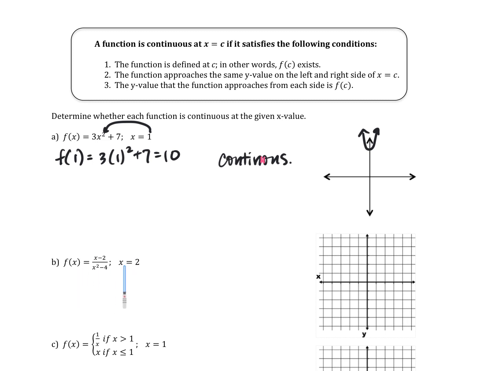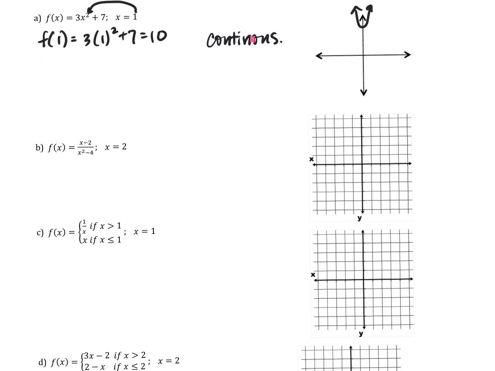Let's go talk about this one that's going to look a little funkier. Koopy got his calculator out, and I'm good with that. Let's go to our calculator, you guys. Let's go graph (x minus 2) over (x squared minus 4).